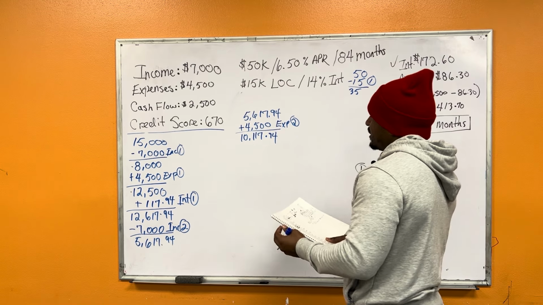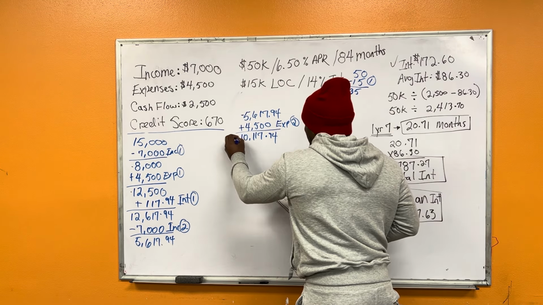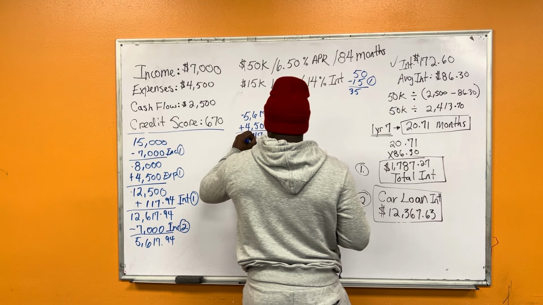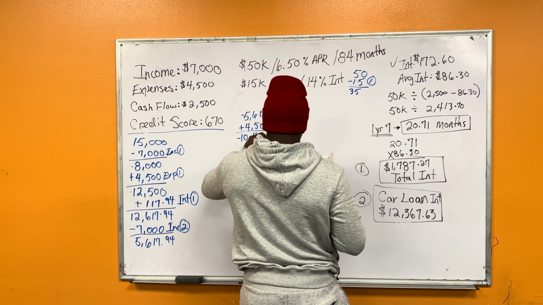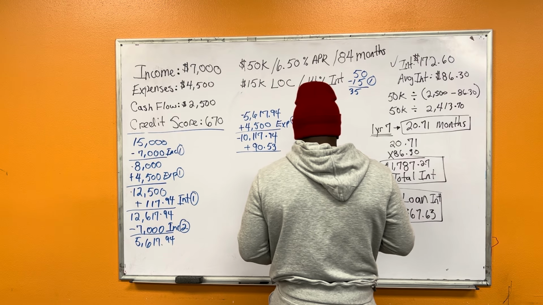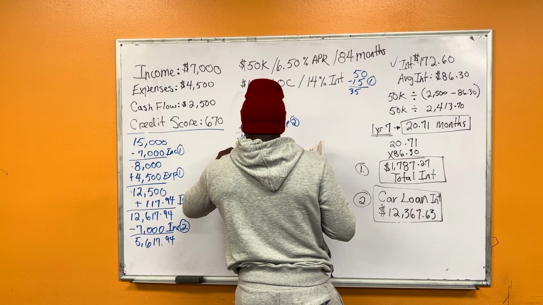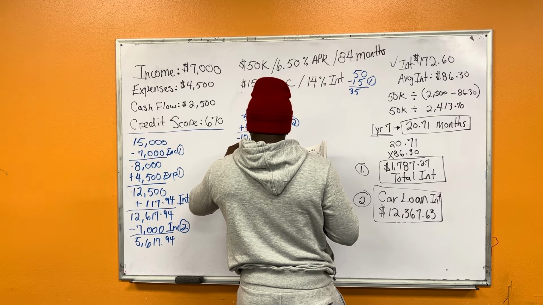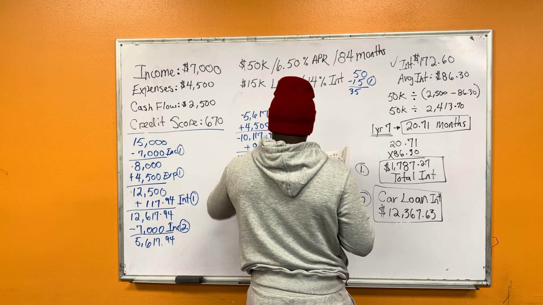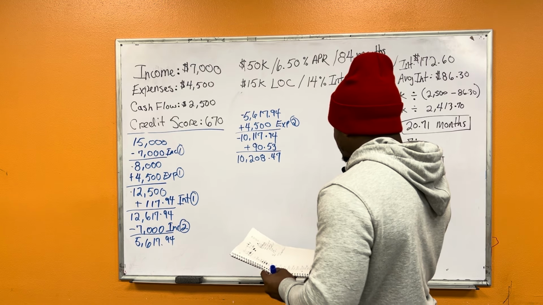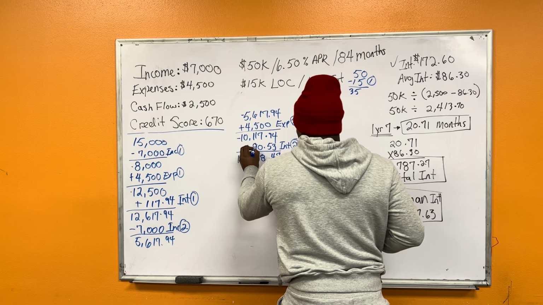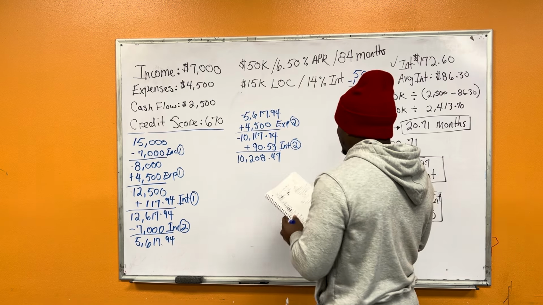Now we're going to calculate the interest. So we take this number and do the average daily balance between those numbers. And that number is $90.53, right? $90.53. We add that up, which is $10,208.47. Now, that is our interest for month number 2. That's our average daily balance interest for month number 2.